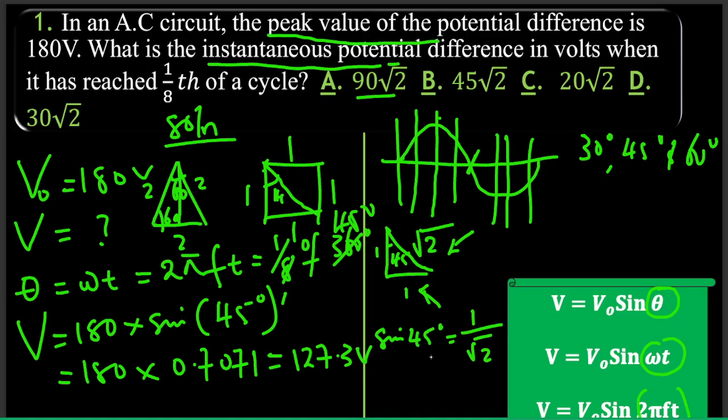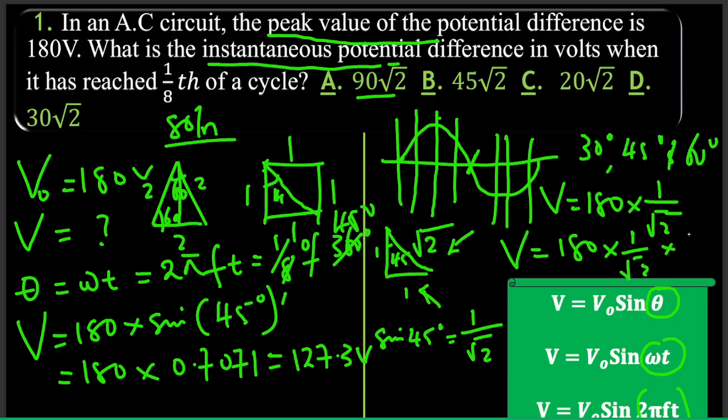Is that okay? Now, if I plug that in, I will have V is equal to 180 times, instead of sine 45, now I know it to be 1 all over root 2. All right, we want to use the surd format so that we'll get one of the options exactly. So remember if I rationalize, I will have 180 times 1 all over root 2. Then you multiply both the numerator and the denominator with the denominator, root 2.